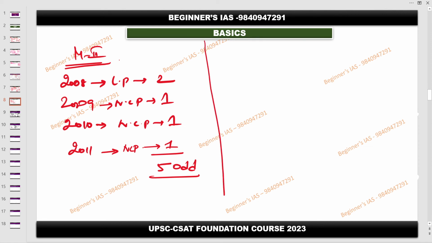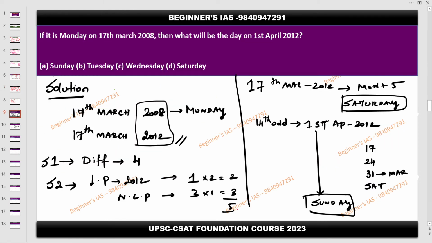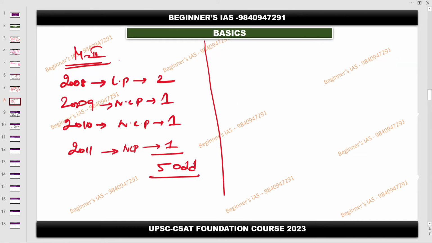In order to calculate the odd days, how to calculate this 5? This is one method, this is another method. There is one more method also. If you want, I will teach you that method also. Listen carefully. This method 3 is going to be a very important method. Many institutions will teach you this method only. Find out the total number of odd days.